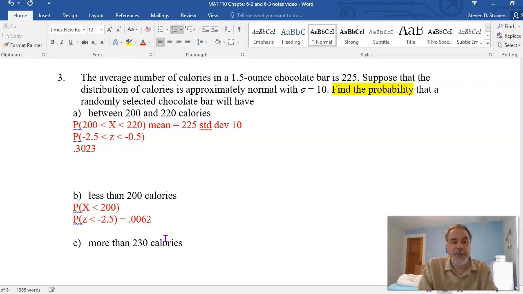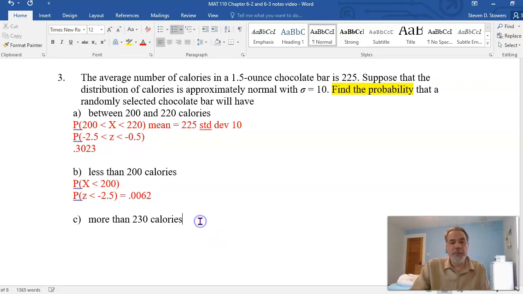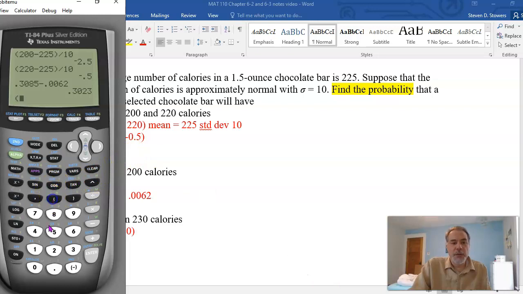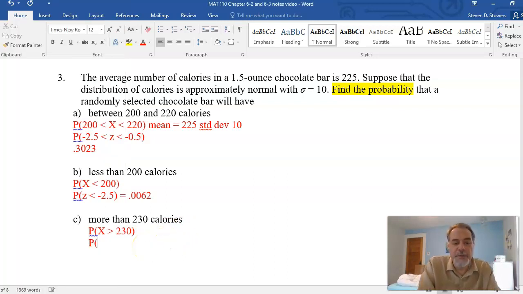And then for part C, we want the probability that a randomly selected chocolate bar would be more than 230 calories. So that would be the probability of X being greater than 230. So we have to convert 230 to a z-score. That would be 230 minus the mean 225 divided by the standard deviation 10, and that's positive 0.5. So now we want the probability of z being greater than positive 0.5.